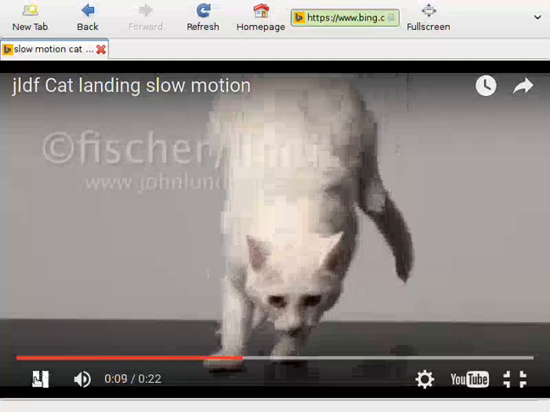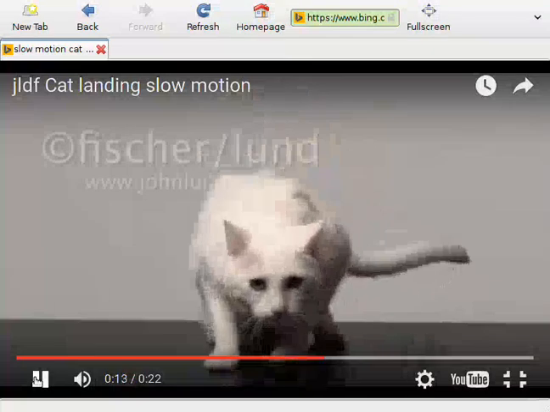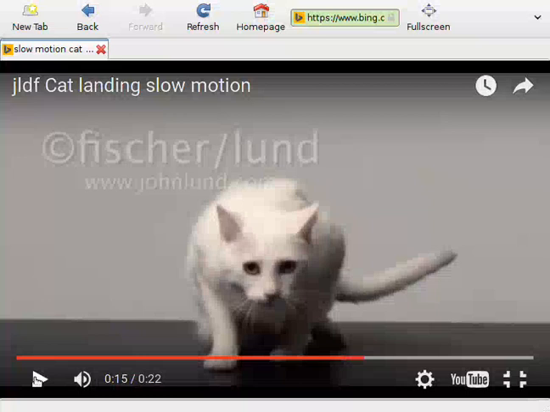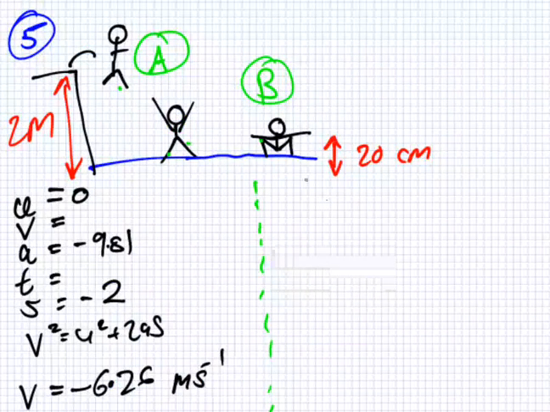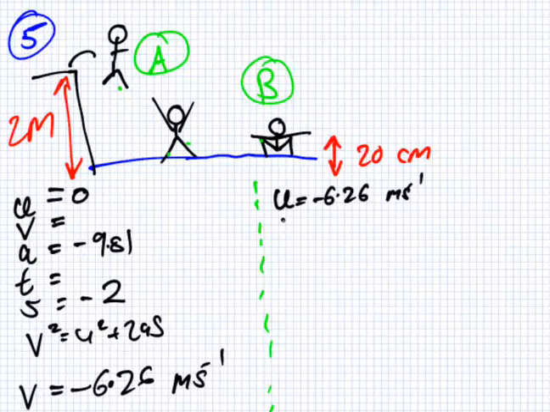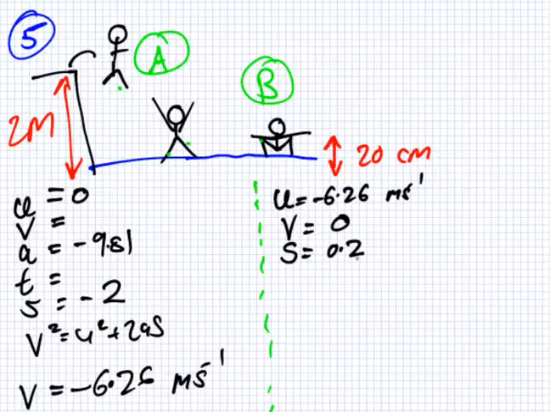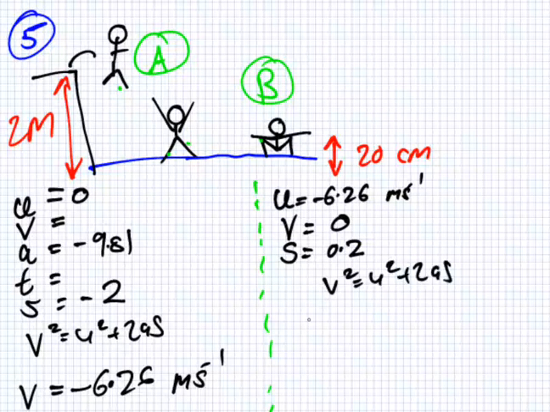So he lands like this. Well, no, let's make it more realistic. So he jumps, and then he lands like this, and then he bends his legs like this. So when he lands, it's like when the car hits the wall, it slows down. So this distance here is 20 centimeters, and the height he jumps from is 2 meters.